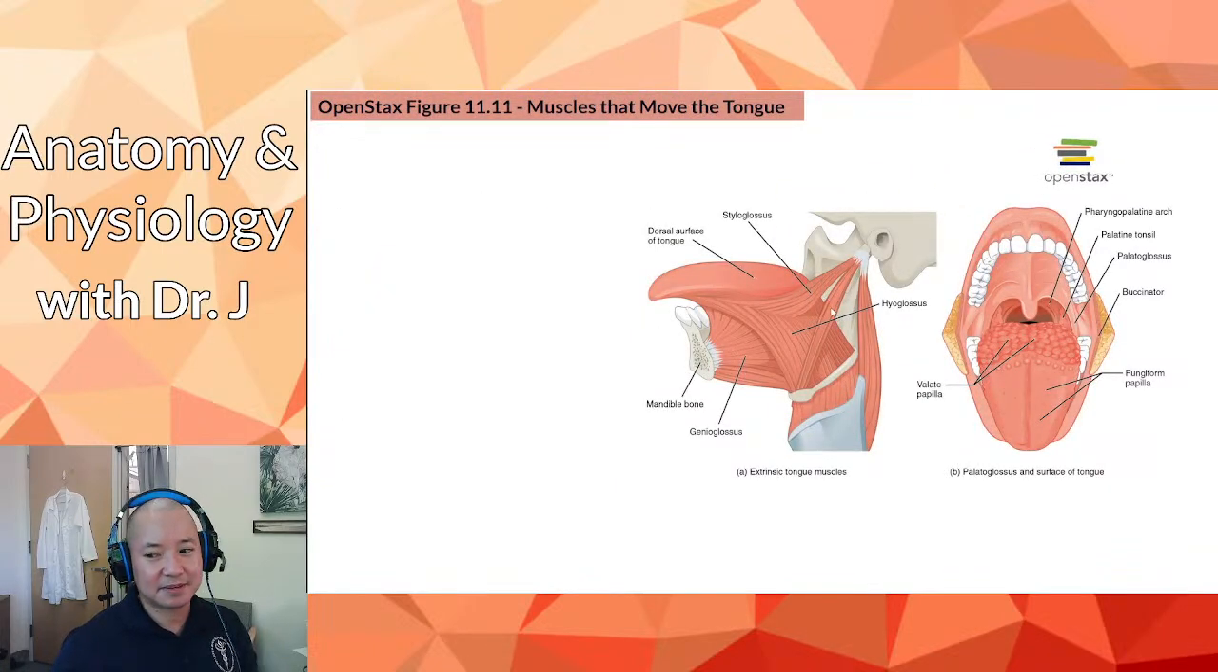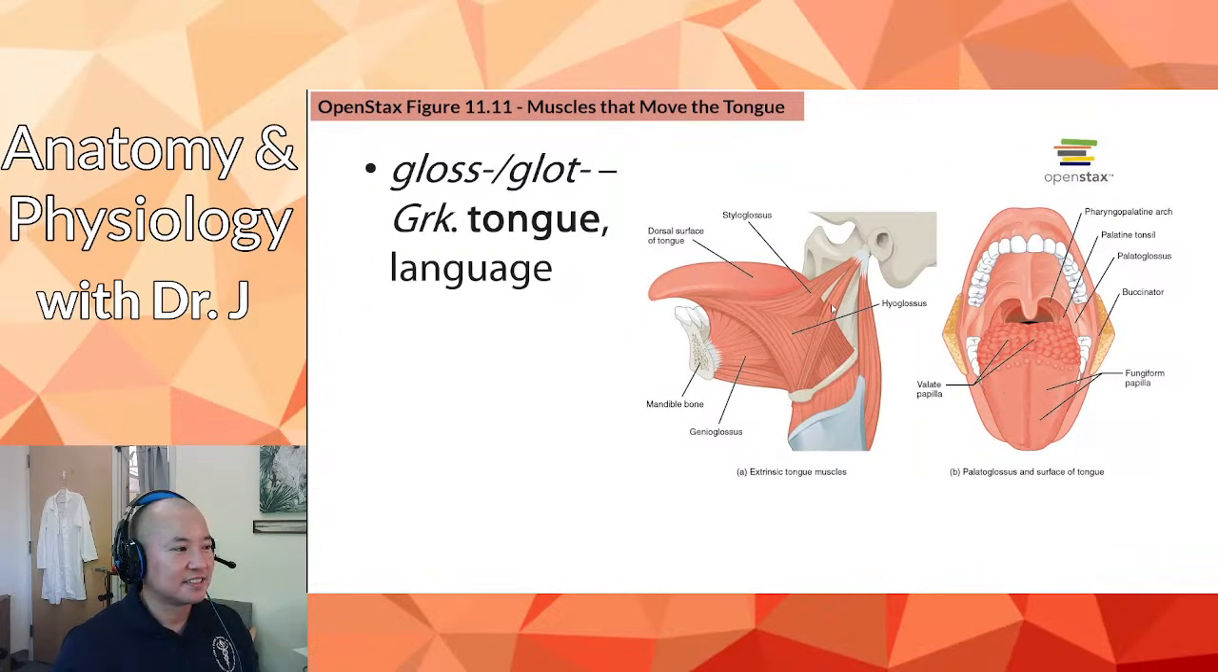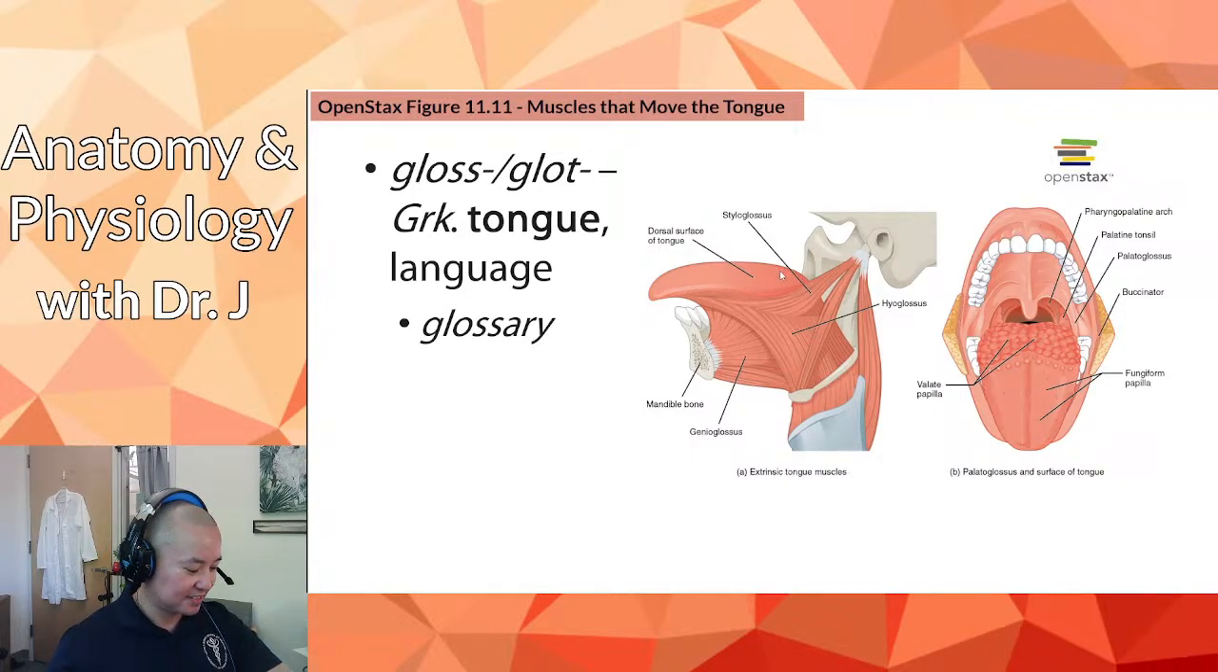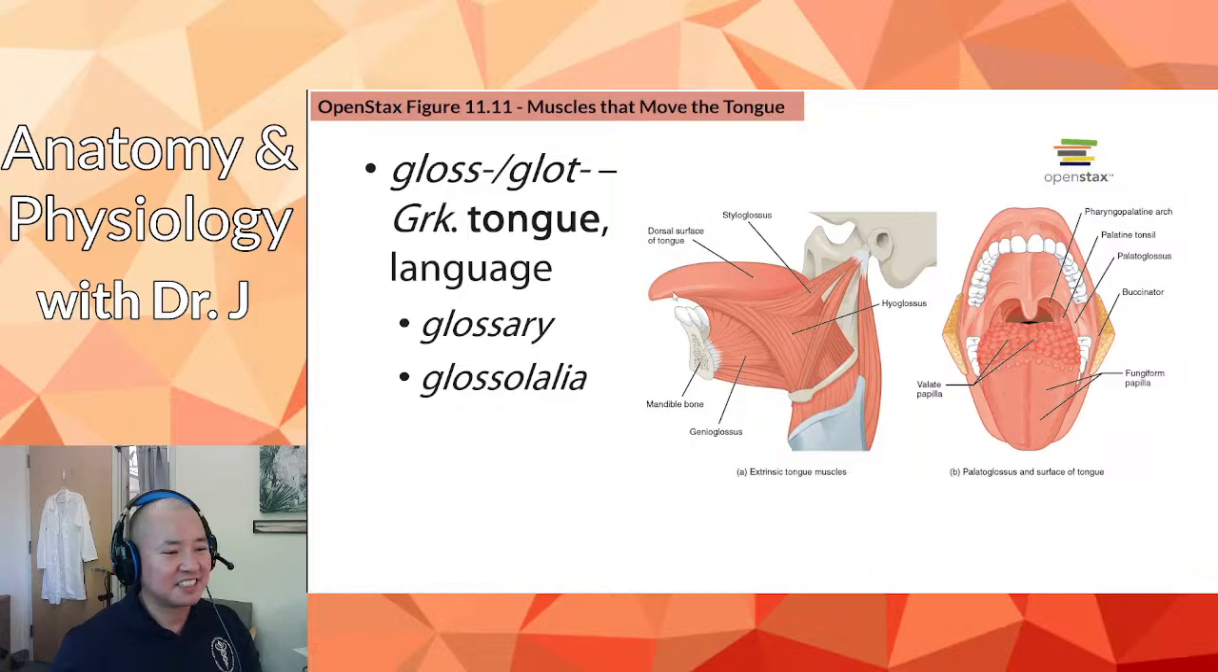And there are muscles that move the tongue. So tongue, there's gloss or glot, a very useful Greek root word meaning tongue, or sometimes language. If you have a glossary, that's a list of words, and then we have glossolalia. This is a fancy term for what some religions call speaking in tongues. That's what it's referring to.